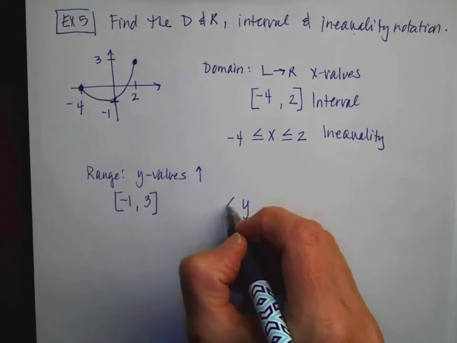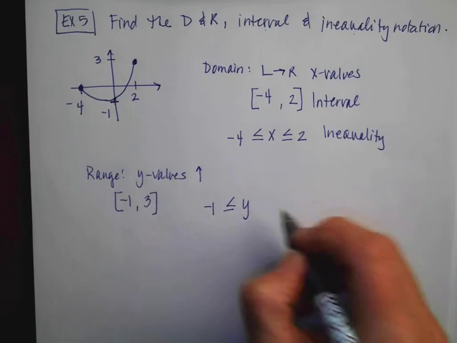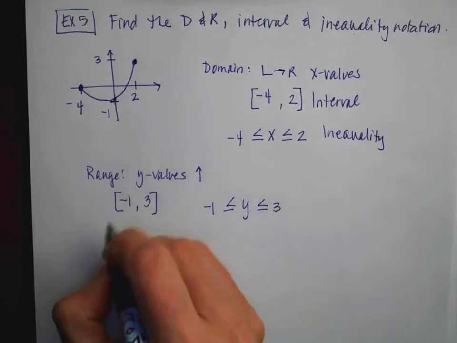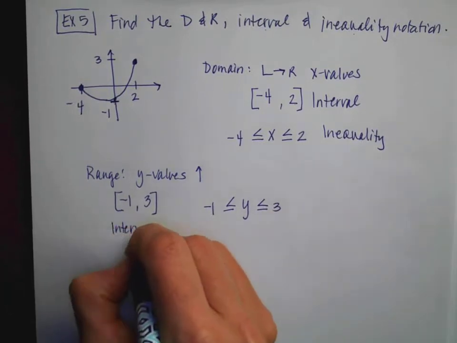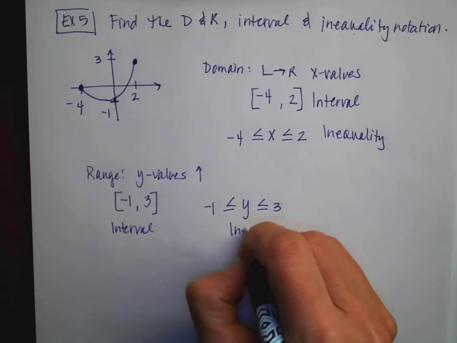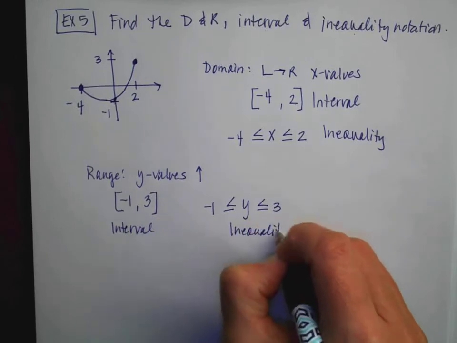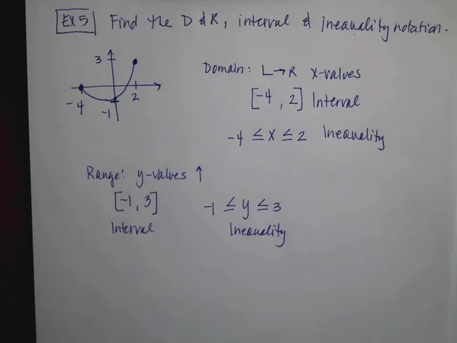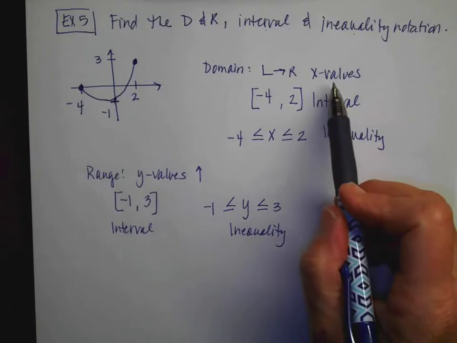And then if I do it in inequality notation, y is going to be greater than or equal to negative 1 and less than or equal to 3. This is my interval notation, and this is my inequality notation. Okay? So domain and range can be more entertaining, but for right now, they're fairly straightforward.